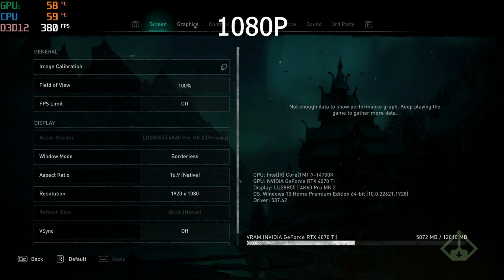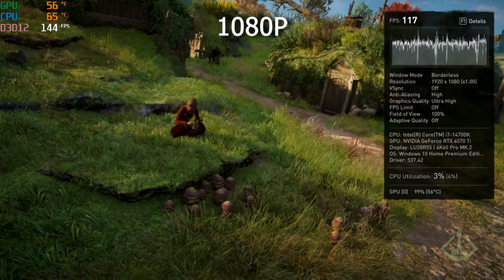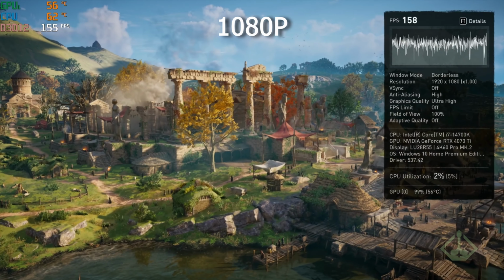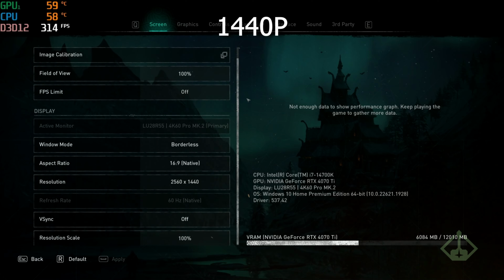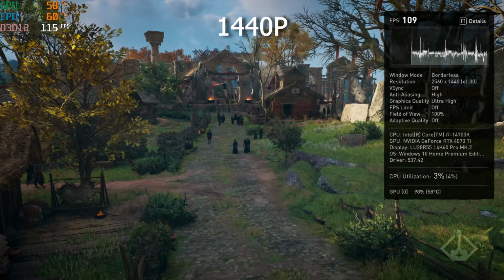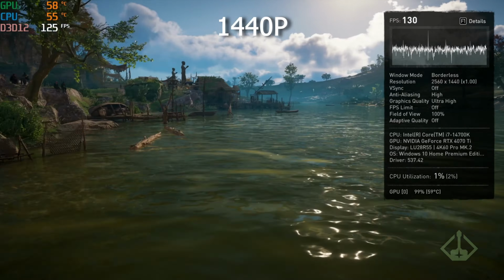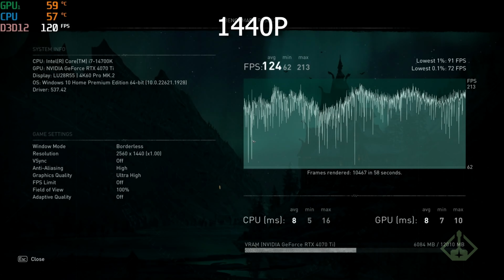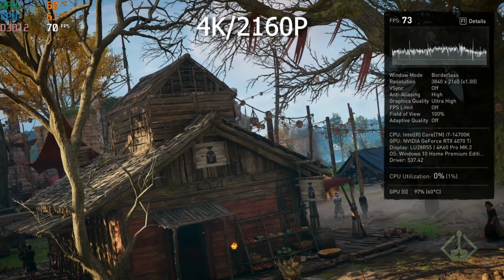Moving to Assassin's Creed Valhalla, the game runs at a blistering 156 FPS average at 1080p. Keeping the same ultra-high preset options, 1440p results in 125 frames per second average. And at 4K, there's very few dips below 60 FPS, but averages here are still well above that. 77 frames per second average from the Voyager 2.